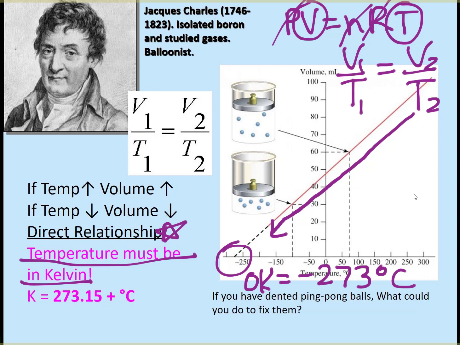Another application of Charles' law is ping pong balls. If you've ever seen a dented ping pong ball, you can't play with it anymore. Well, don't throw them away. Use Charles' law to get your ping pong balls back. Just take the ping pong balls and put them in warm water. Even boiling water will do it faster, because as you increase the temperature of the gas inside the ping pong ball, that will increase the volume, and you can get perfect ping pong balls back.